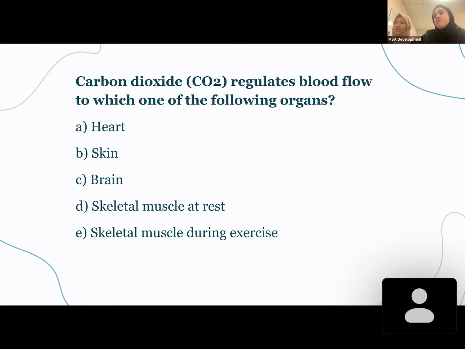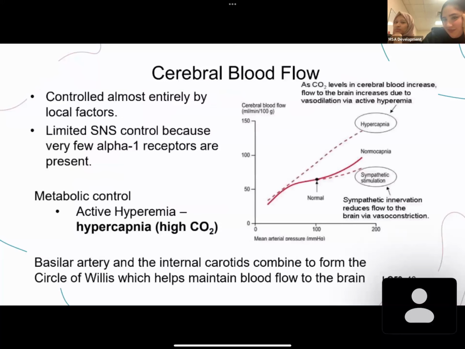Does anyone have other answers? Because this is straight from your slides. You just try to memorize this and the one for the periphery. Okay, C. The answer is C. Everyone got it. This is a picture from your slides. The main thing is just to know that carbon dioxide is the main thing that controls the blood flow to the brain. This is different from the peripheral blood flow.